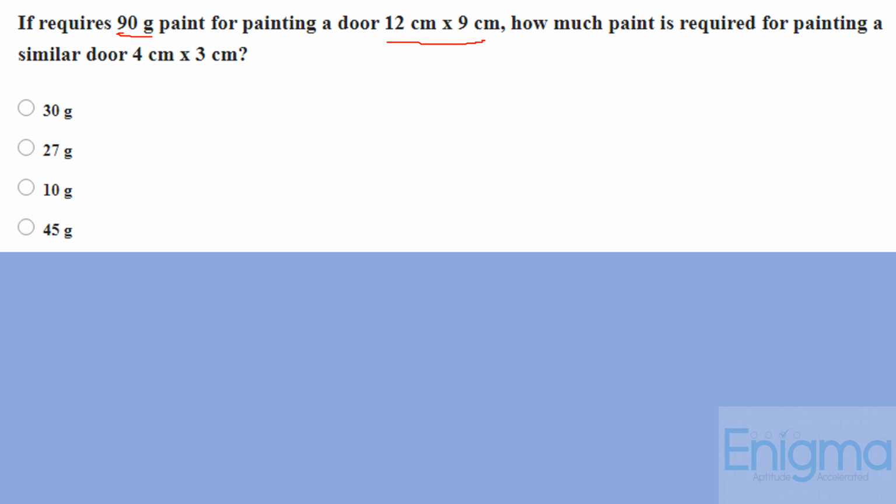So now we can say that the area of the surface is 12 nines are 108 and 90 grams of paint is required. Now the new door's area is 4 threes are 12. We have to find out the required paint. We can see that this is divided by 9, so this also needs to be divided by 9. So our answer is 10 grams.